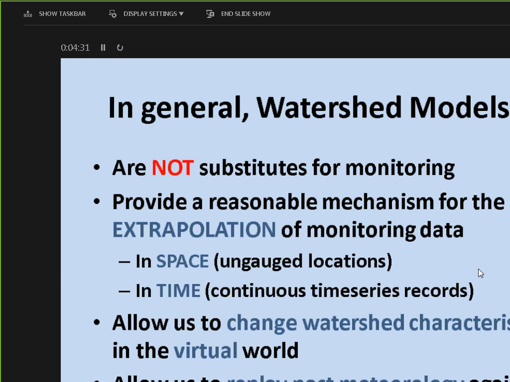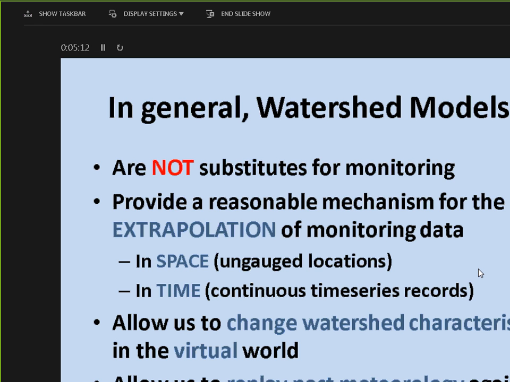So watershed models in general, they're not a substitute for monitoring. We're not saying we've got models, we don't need to monitor anymore, just the opposite. They're really just a means to extrapolate the monitoring data in space where we don't have data, and in time on days when we don't have data. It also allows us to change watershed characteristics that we can't change in the real world. Mark Evenson in the Brainerd office is running some scenarios right now where he's changing some forests to agriculture land use. Obviously, that's not something you can do very easily in the real world, but you can do it again and again in a model.